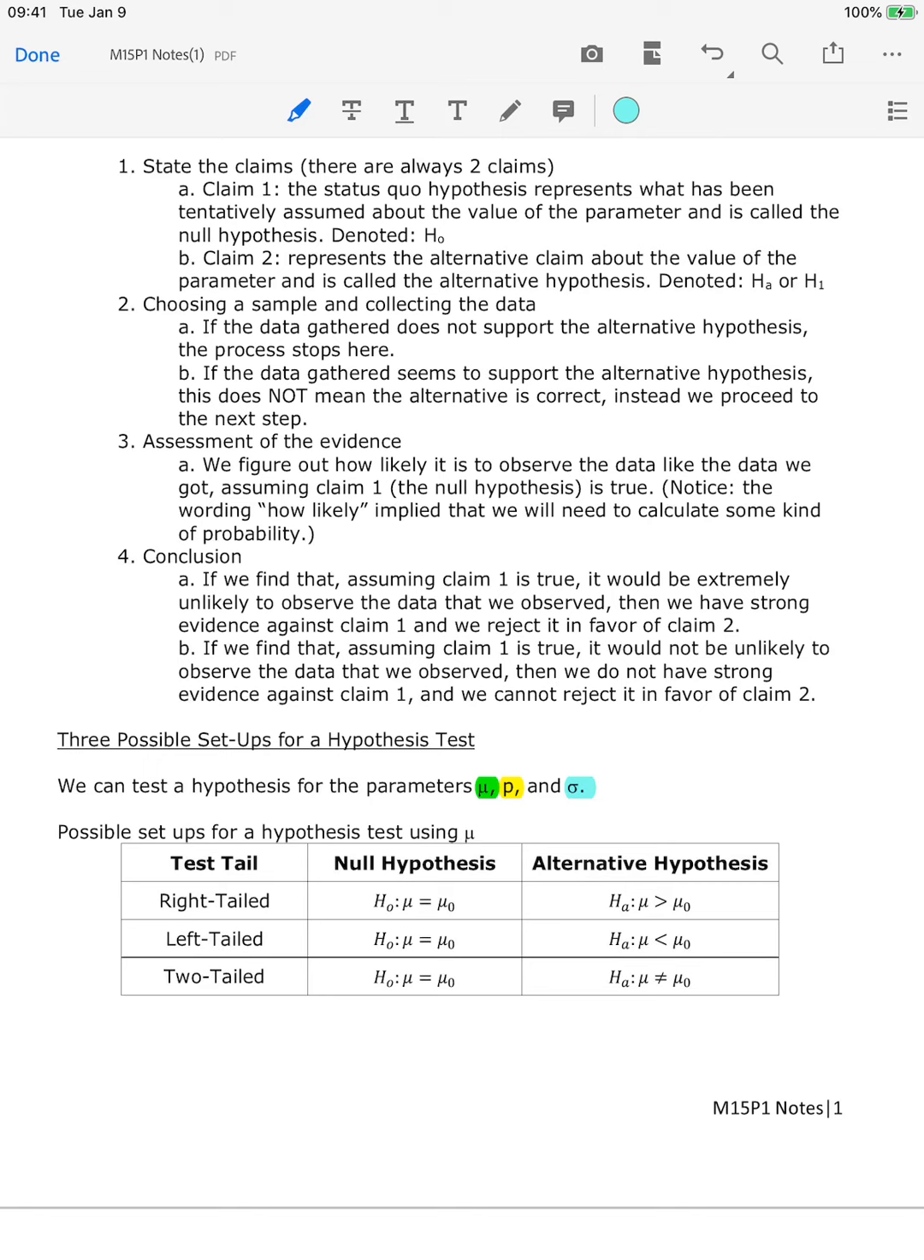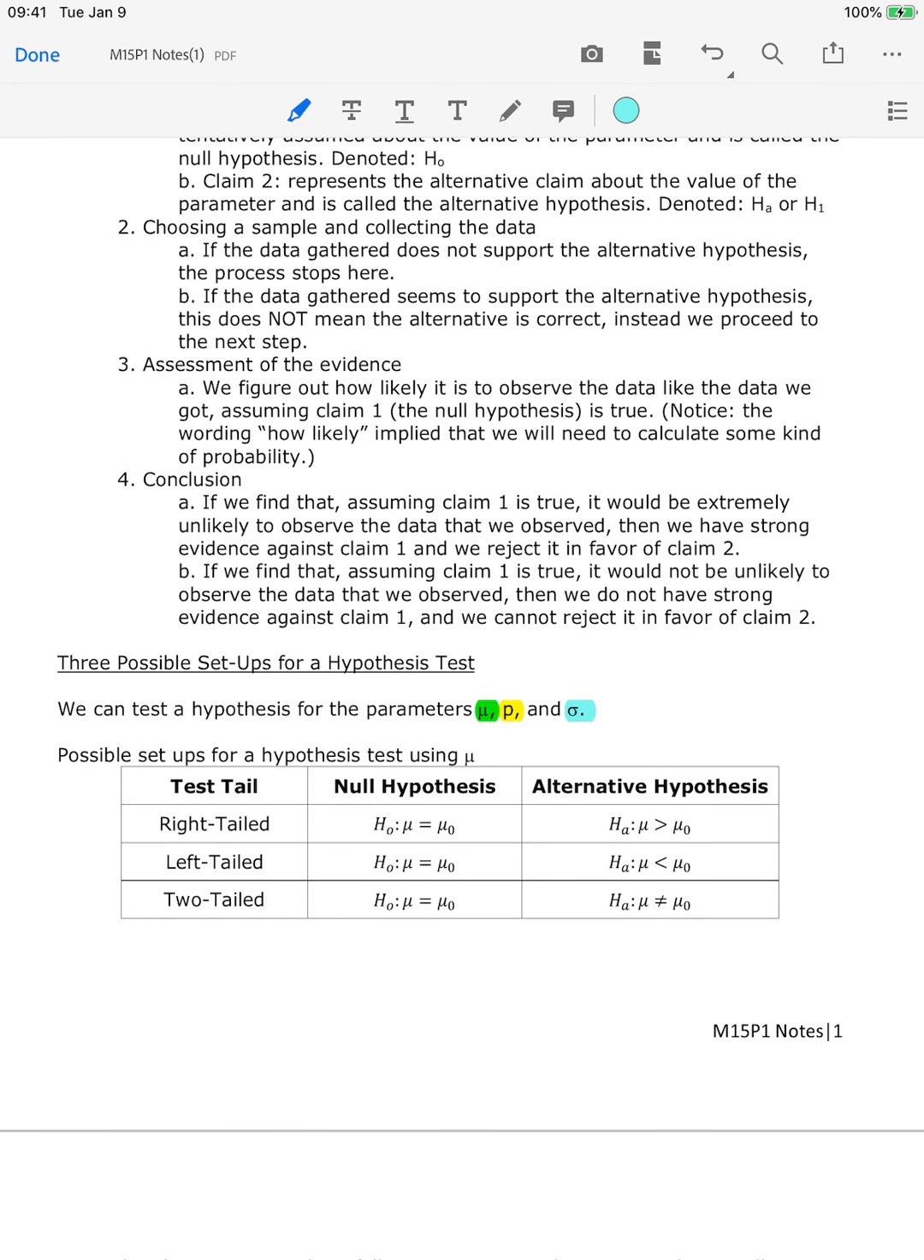We are not going to be doing any hypothesis tests involving sigma. It requires a new distribution that we are not going to be able to cover in the time we have left. We are going to focus on tests for mu and p, because these tests use the normal curve or a bell curve very similar to that normal curve, which we'll talk about later.